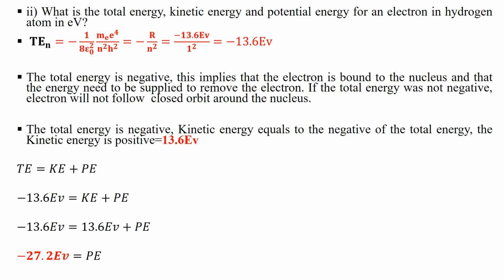We know that the total energy is the negative of the kinetic energy, meaning that the kinetic energy is equal to 13.6 electron-volt. We know that the total energy is equal to kinetic energy plus potential energy. By replacing the values of the total energy and the kinetic energy, we can calculate the potential energy, which is equal to minus 27.2 electron-volt.